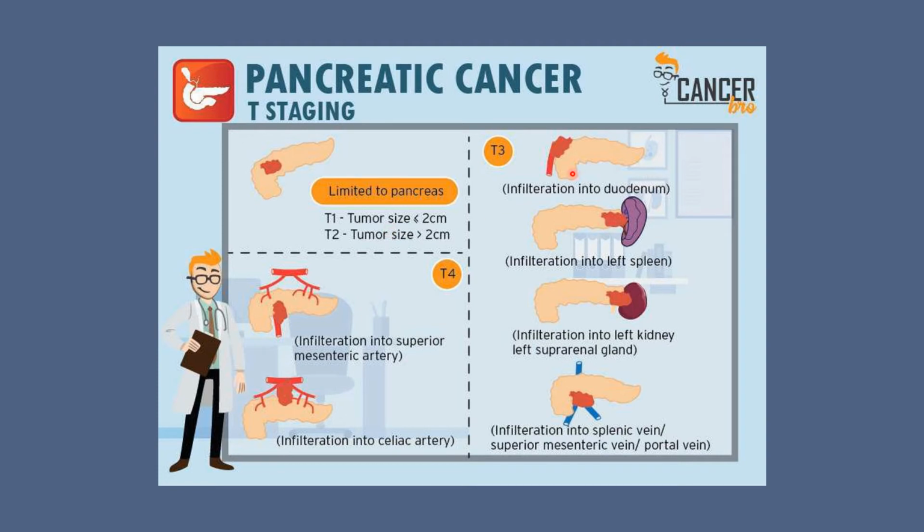T3 is when the adjacent structures are involved: infiltration into the duodenum, infiltration to the hilum of the spleen, infiltration into the kidney or suprarenal gland on the left side, and also infiltration into the splenic vein or the superior mesenteric vein and portal vein. T4 is when there is tumor infiltration into the superior mesenteric artery and infiltration into the celiac artery.